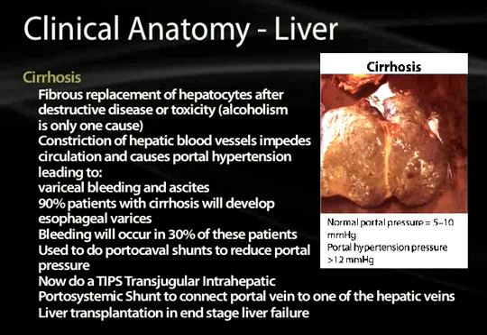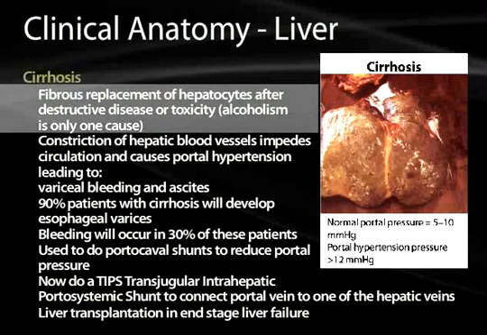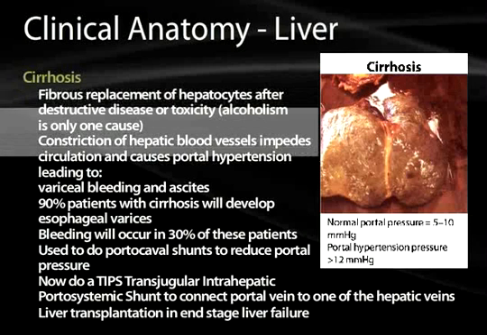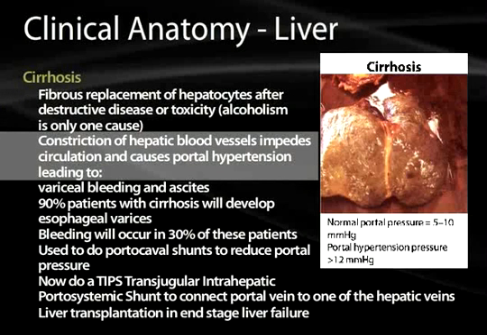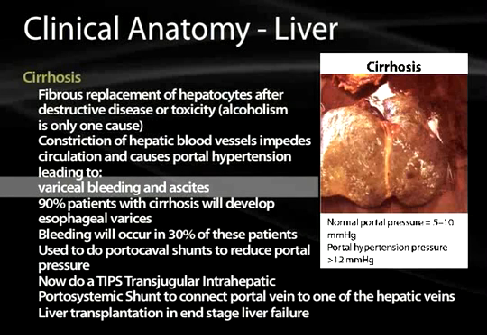Here we can see a cirrhotic liver. And cirrhosis of the liver is really a fibrous replacement of the hepatocytes because of toxicity and destructive diseases. Alcoholism, of course, is only one cause of cirrhosis of the liver. Once the liver's fibrous replacement occurs, the hepatic blood vessels will be impeded because of the constriction, and that will lead to portal hypertension. The portal hypertension will lead downstream to variceals and ascites, or swelling of the abdominal cavity.